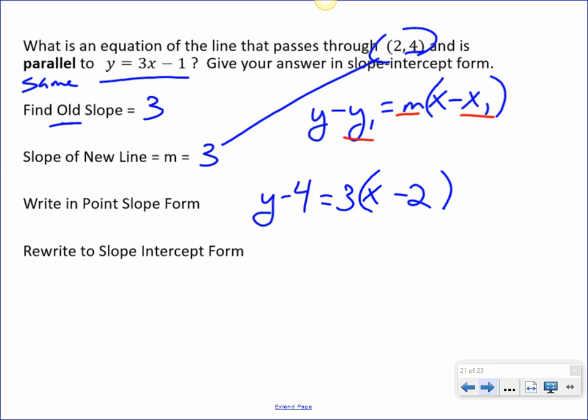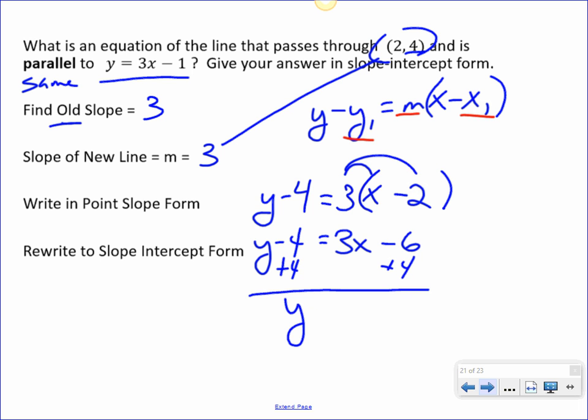Okay, from there, I'm going to rewrite it in the slope-intercept form. So I would need to distribute the 3, and I'd get 3x minus a 6. On this side, I got a y minus a 4. To get that into slope-intercept form, the last thing I'd have to do is just add a 4. So my equation would be y equals 3x minus a 2. There would be my answer in slope-intercept form.